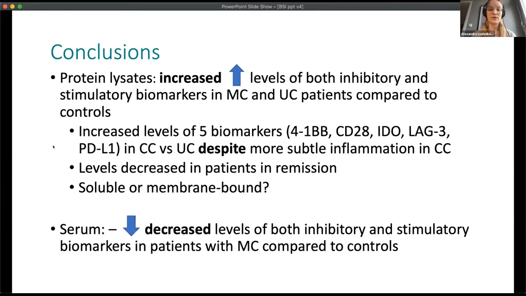And the general trend that we also noted was that the levels of these biomarkers were decreased in patients in remission compared to those patients in active disease. And one limitation of our study was that when we looked in the protein lysates, we do not know whether we are measuring the soluble or membrane-bound forms of these checkpoints and other molecules. And in the serum, we saw decreased levels of both inhibitory and stimulatory biomarkers in patients with microscopic colitis compared to controls.